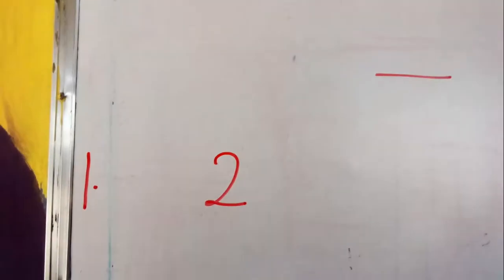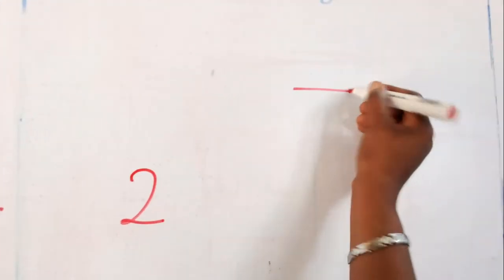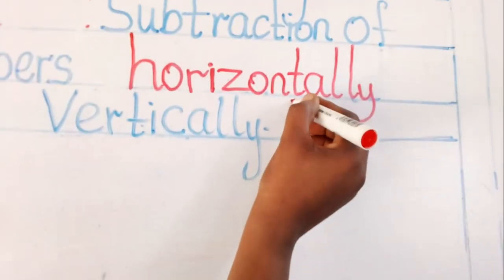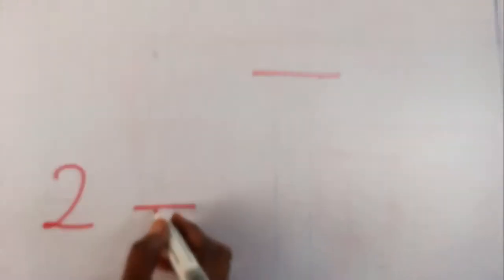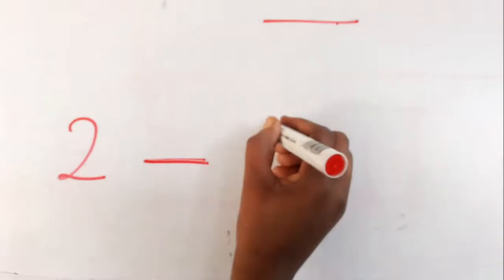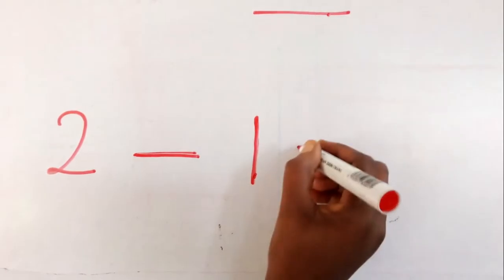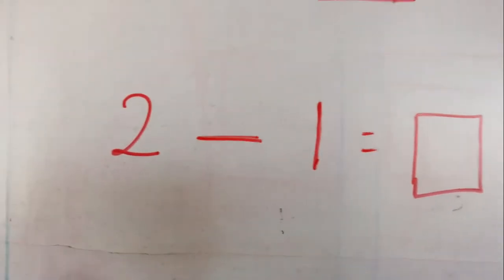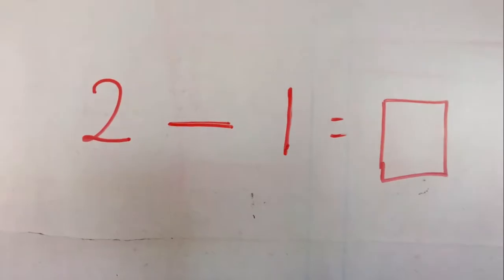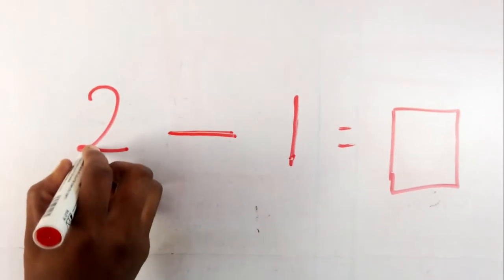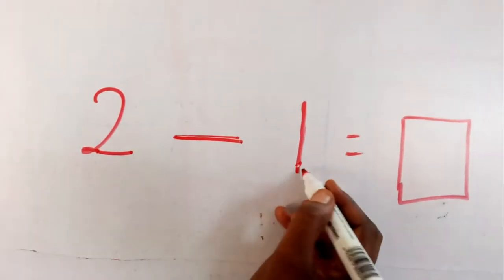Example 1. I write my number 2. What will I do? I'll pick my subtraction sign and put it in the middle. Remember, we are subtracting our numbers horizontally, so my sign of subtraction will be in the middle. I'll write a small number here, which is number 1, and I'll put my box. Remember, you always put your answer in the box. So I'm going to take away this number 1 from number 2. Why? Number 2 is bigger than number 1.